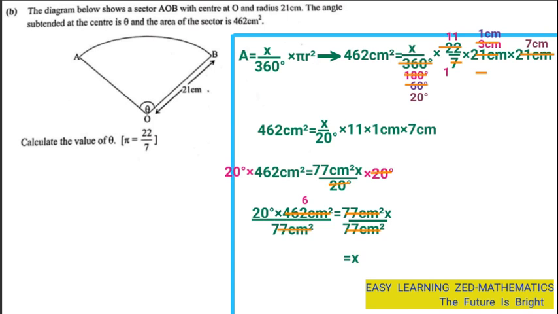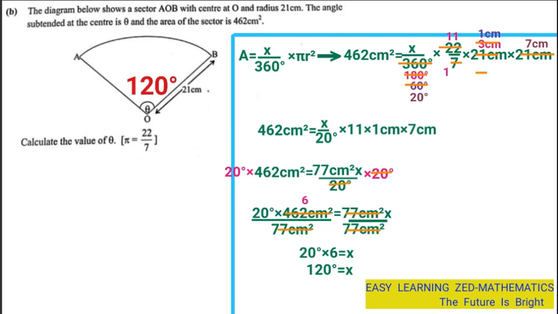As you can see, on the left side we are remaining with 20 degrees multiplied by 6, which will give us 120 degrees. So we say x is equal to 120 degrees. That was the answer, the value of theta. So in the diagram of the shape, we can put 120 degrees as the value of theta.